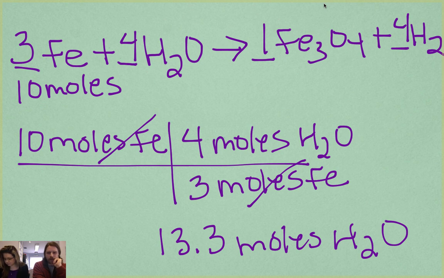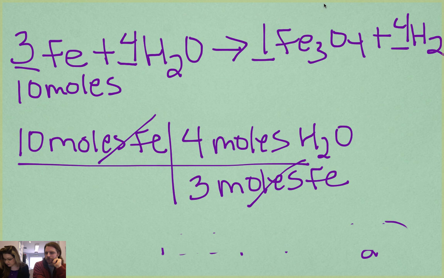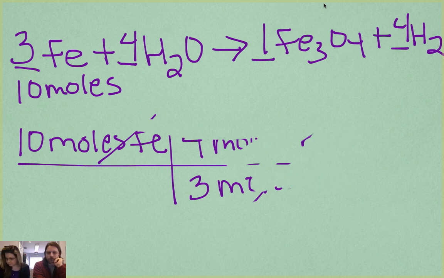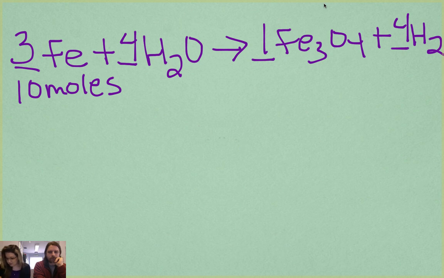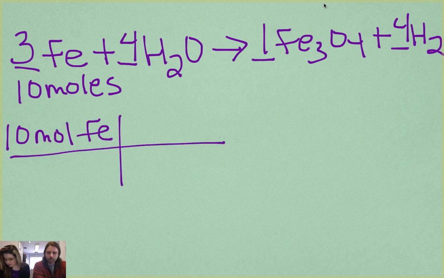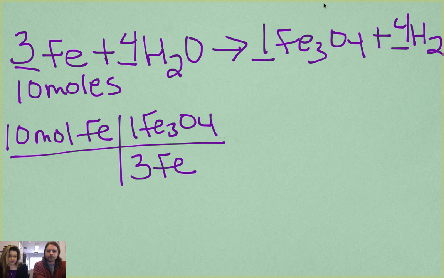Well, can I compare the iron to the products? Yeah, so let's do that. Okay, so same thing. If I have 10 moles of iron and I want to know how much Fe3O4 I get, I put 1 mole of Fe3O4 to 3 moles of iron, just like that. So that's just a 1 to 3 ratio.